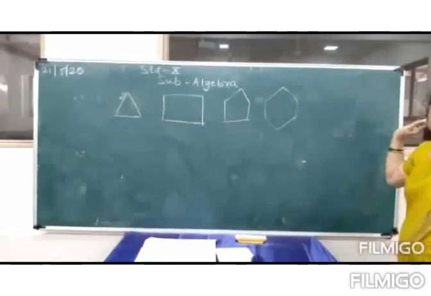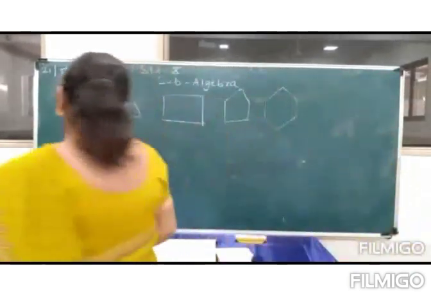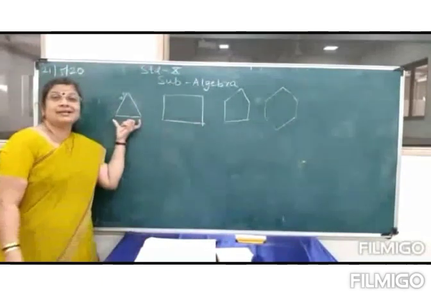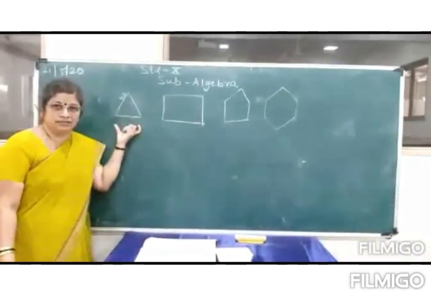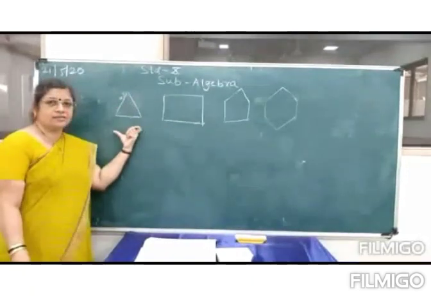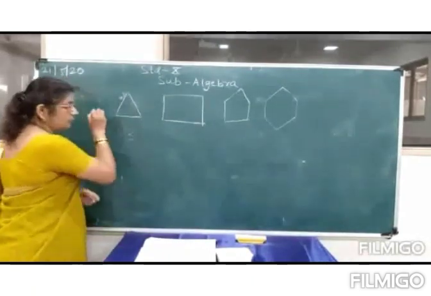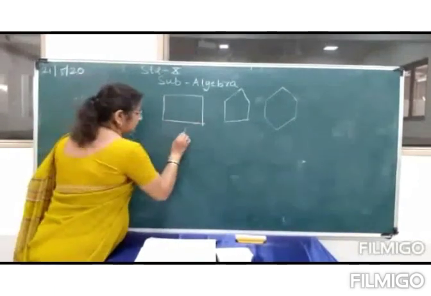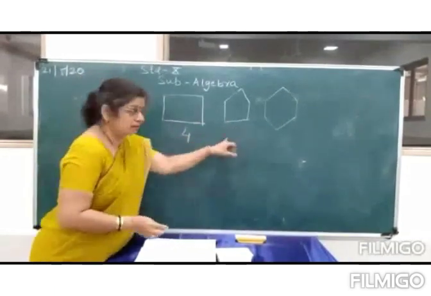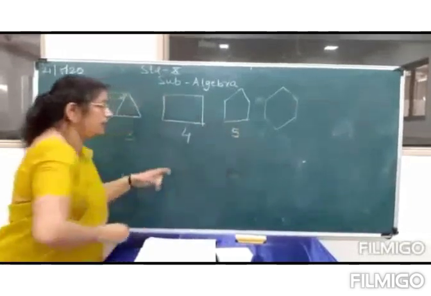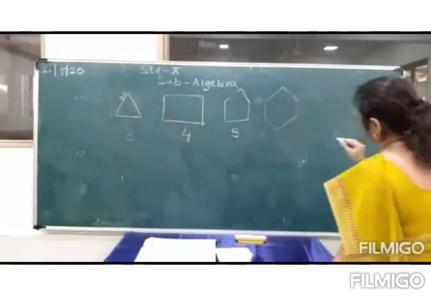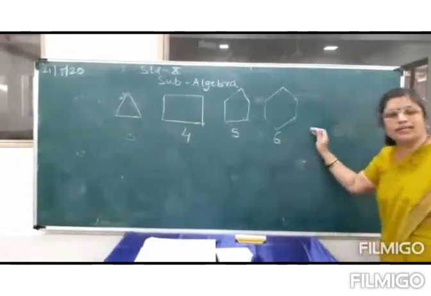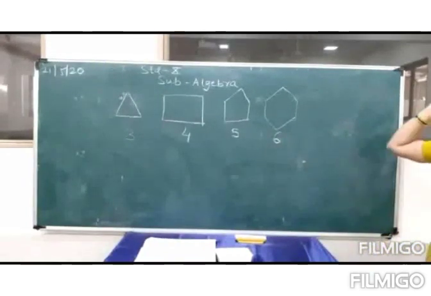Like that you can draw the figures. Now first one, which is this figure? This is the triangle. How many sides are there? 3 sides. So 3. This is square, so it has 4 sides. This is pentagon, so 5 sides. And next one is the hexagon, that is 6 sides. So like that 7, 10, like that it is there.